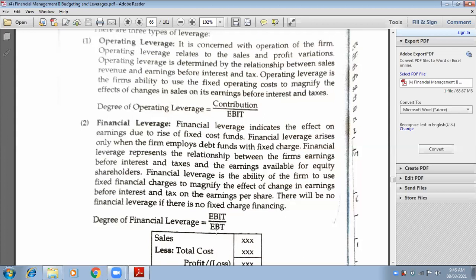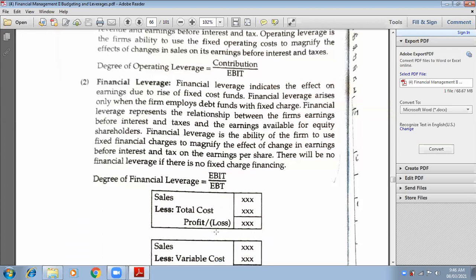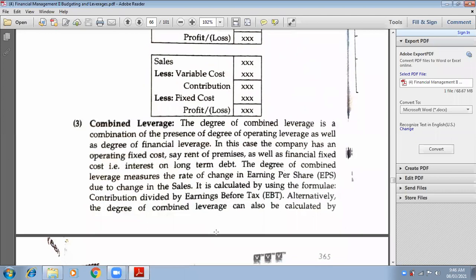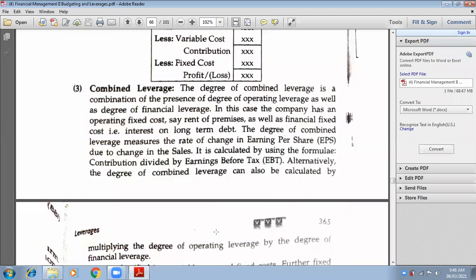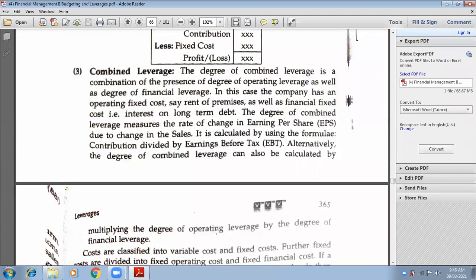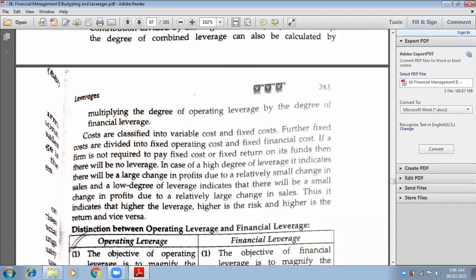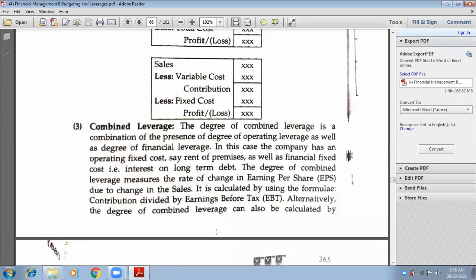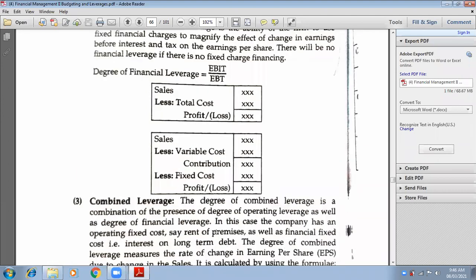Now I will pay tax to the government. So finally, the profit that is left over for our company will be EAT. EAT is earning after tax. So therefore, our formula is EBIT upon EBT. And last, oh sorry, combined leverage. What is combined leverage? It is a combination of operating and financial leverage.